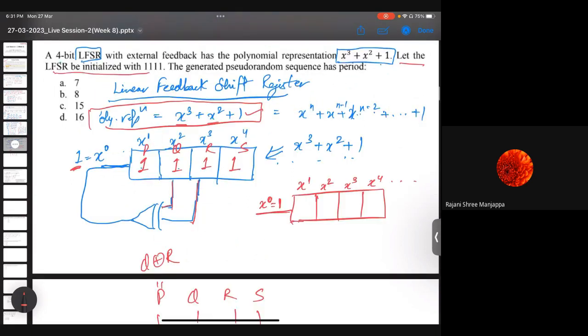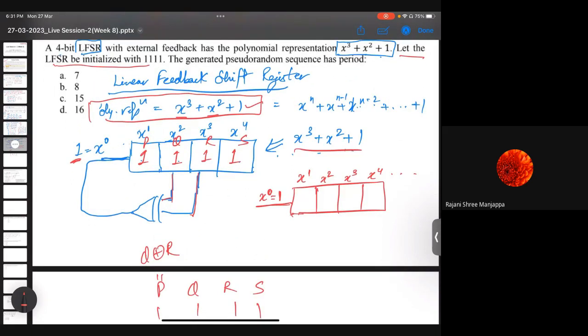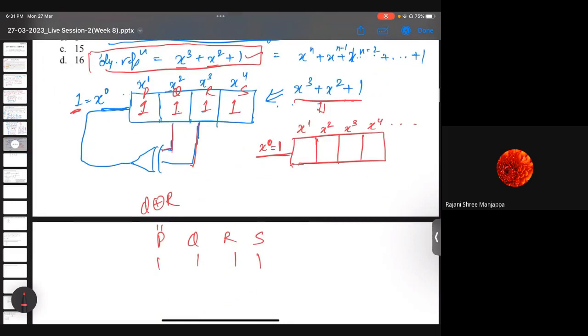Now the question says it has a polynomial representation. It is given here: x cube plus x square plus 1. So this plus always represents XOR. Is it fine till here? Okay. So this x cube and x square are getting XORed. If I try to make a circuit, finally it is getting connected to this one input. So this is how we make a polynomial representation into a circuit for LFSR. Is it fine now? Okay, sir.